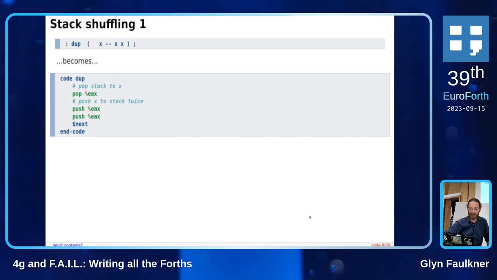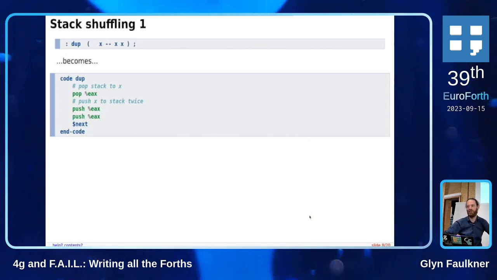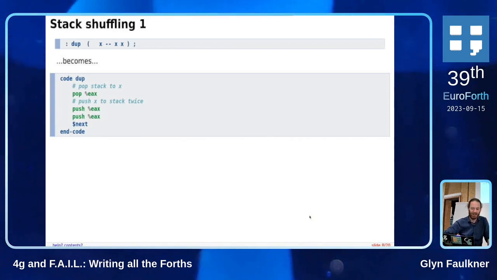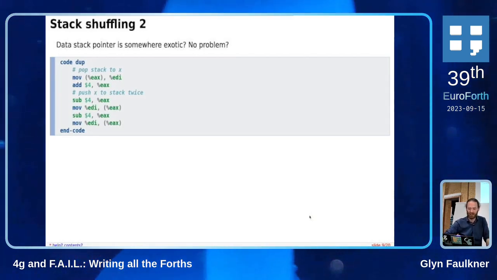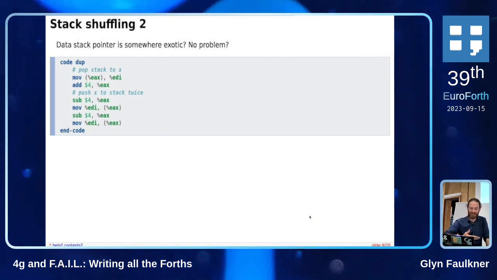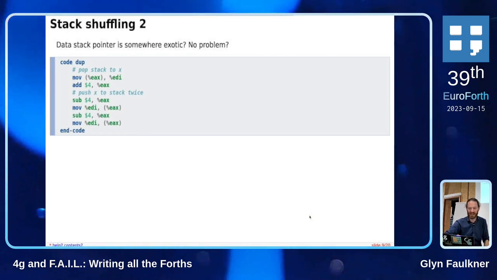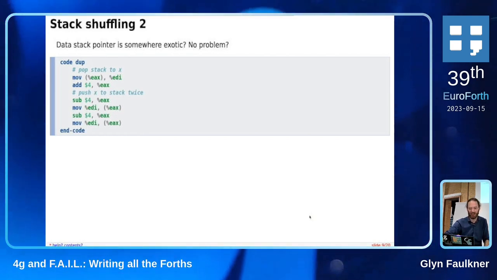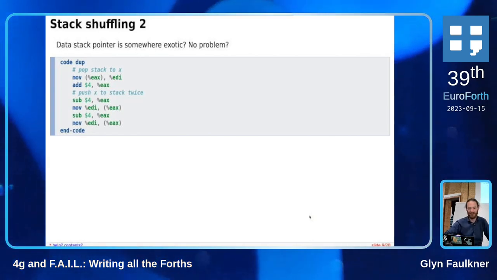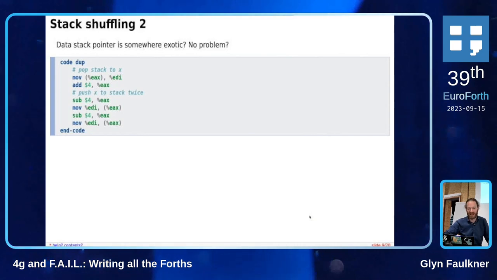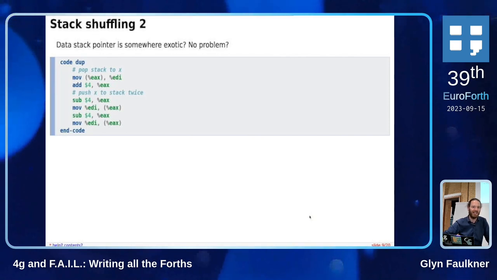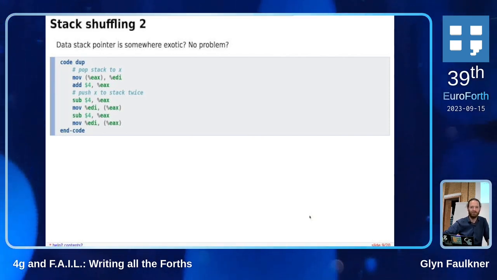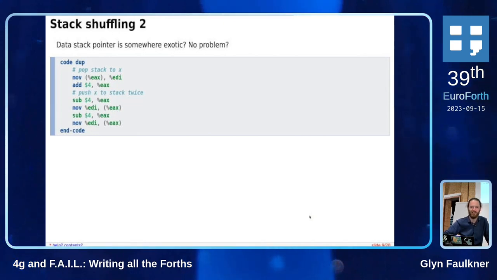But certainly for things like stack manipulation primitives, it's pretty clear what that definition of dupe does. And so if your stack pointer is somewhere exotic, it's easy to generate. All you need to know to handle this is how to do a push and a pop through an arbitrary register. And so this is what the general case looks like. The pop is a move from memory and then a register increment, and push is a register decrement followed by a move to memory. And of course, on 32-bit x86, you can do that through any of the general purpose registers that you have.